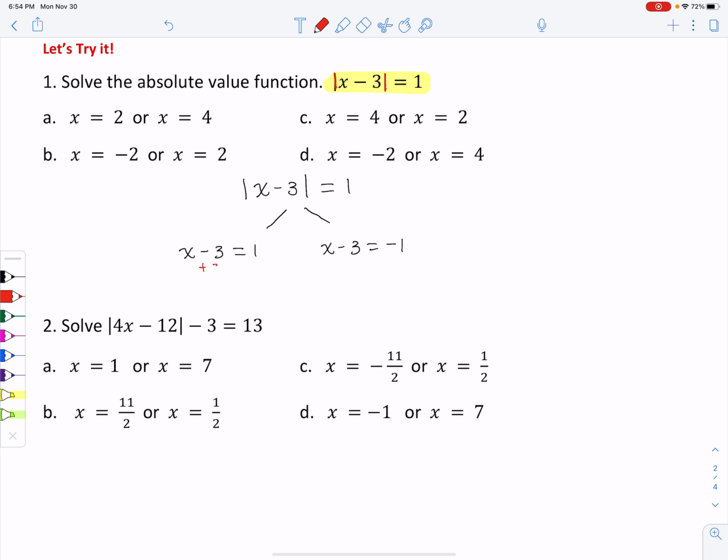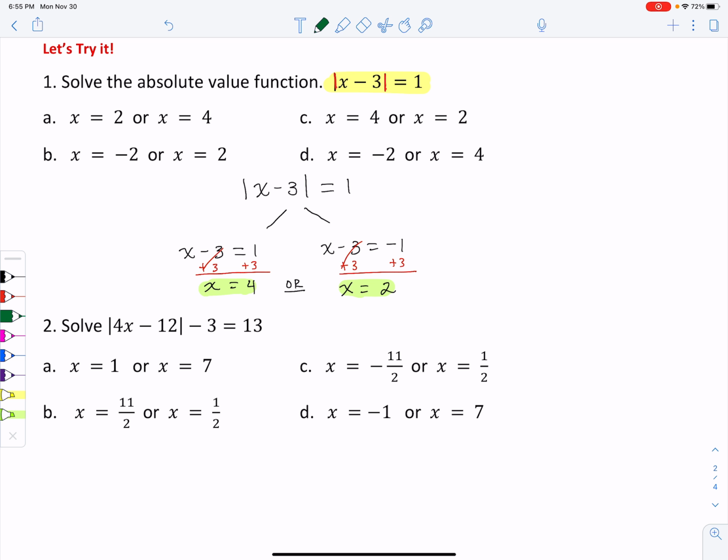On this one, I have to add 3 on both sides to get x by itself. So x equals 4. That's my first answer. Or my other answer comes from x minus 3 equals negative 1. Here to isolate x, I've got to add 3 on both sides. So x equals 2. So those are my two answers, x equals 4 or x equals 2, because either of those values will make the equation true. You can do a quick mental check.